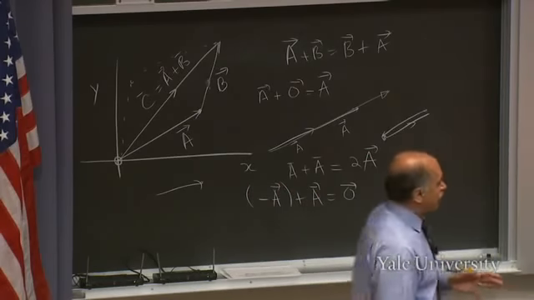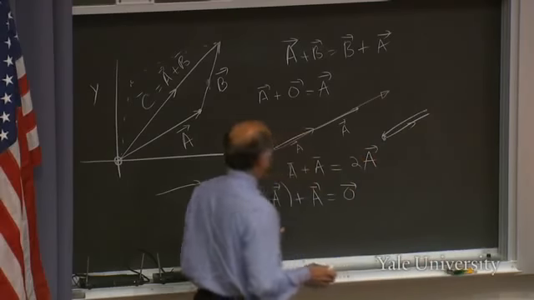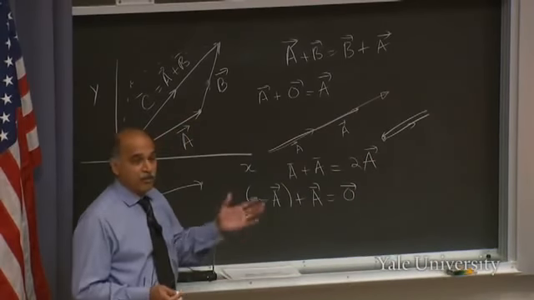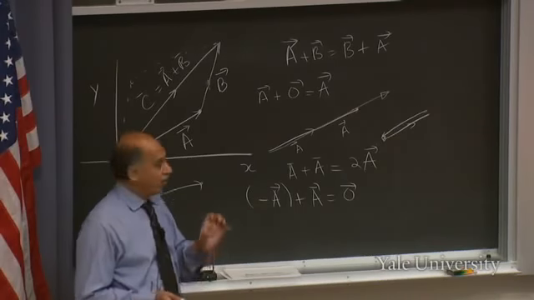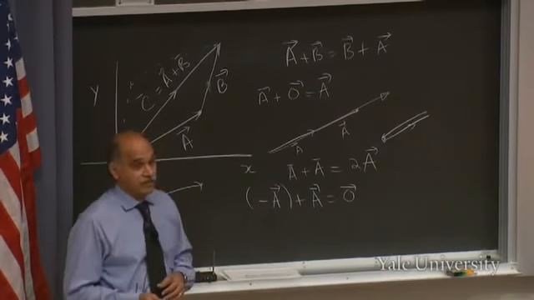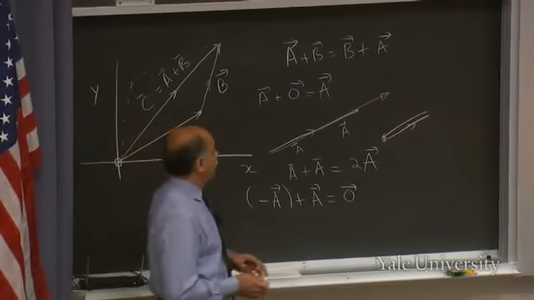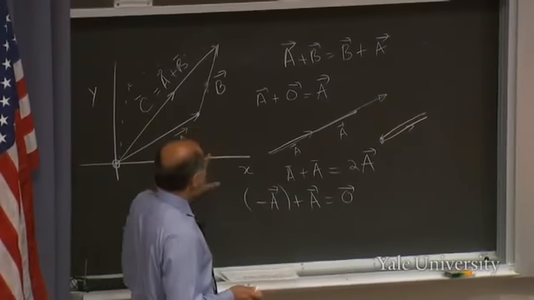But you don't have to memorize all this. The only rule is do what comes naturally, do what you would normally do with ordinary numbers, and this seems to work for vectors. But you should know what multiplying a vector by a number means. All right, so this is the notion of what vectors are.